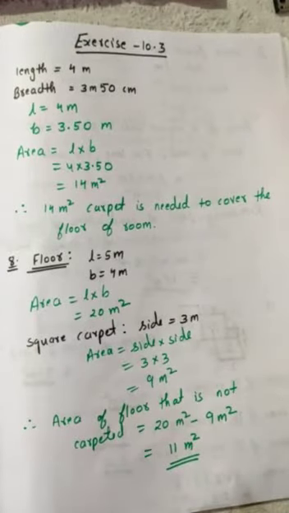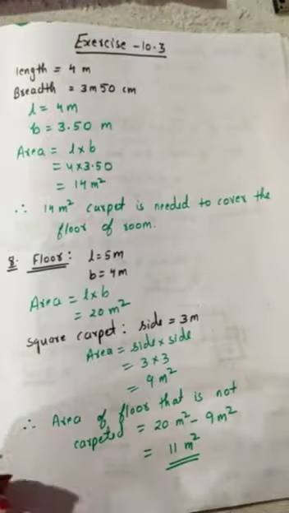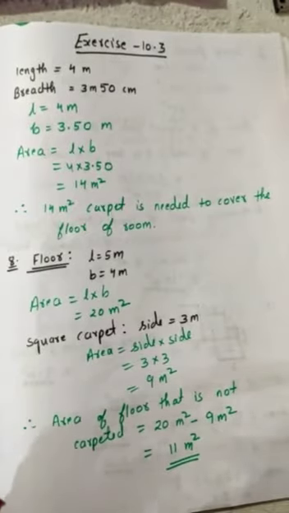So as we have already started the topic area, we have completed a few sums of exercise 10.3. Now we will be doing the next few sums. Let's see the seventh sum.